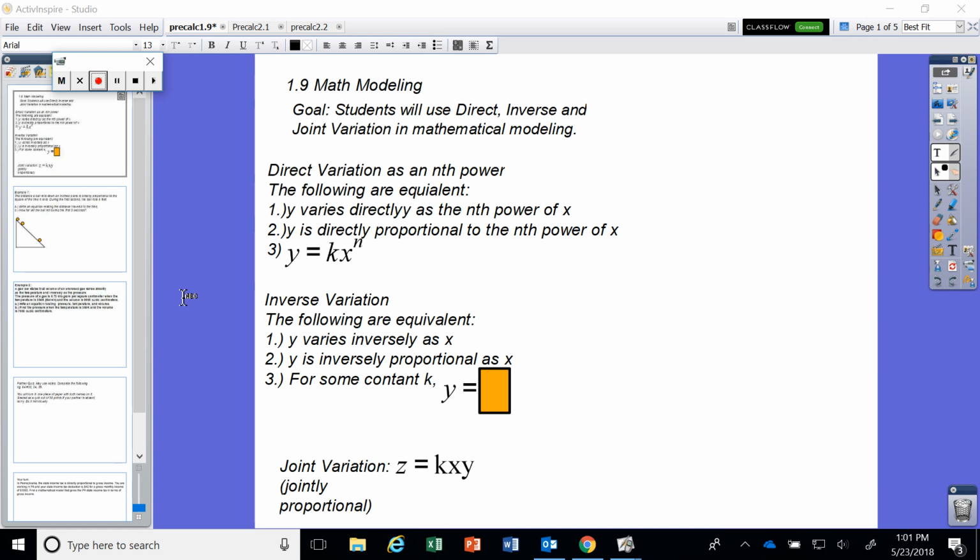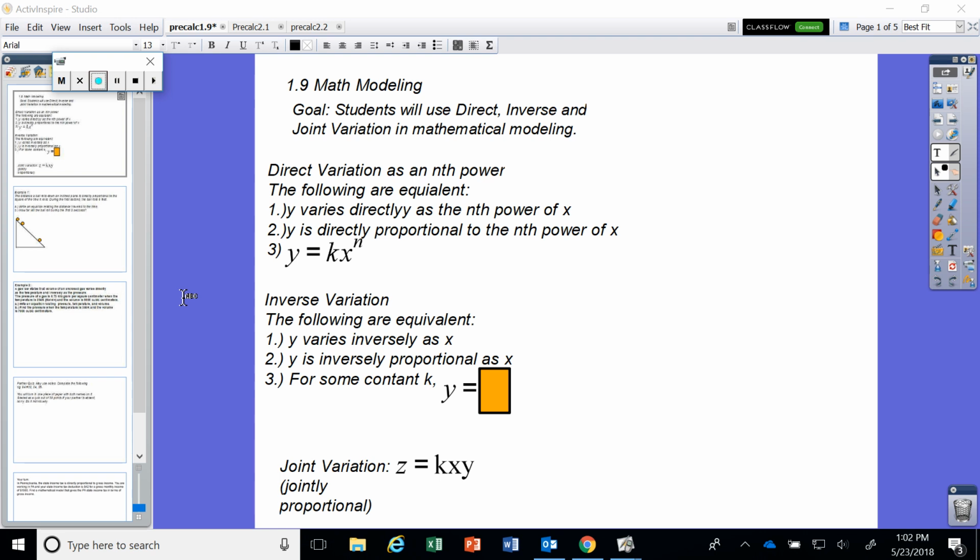Alright, ladies and gentlemen, in this video we're going to start looking at some mathematical modeling as we close up shop on chapter 1. The goals of this video are to be able to use direct, inverse, and joint variation in mathematical modeling. We're going to do a quick recap and define what direct, inverse, and joint variation are first, and see how we can use this information to put some real-life application into play with word problems involving these different variations.